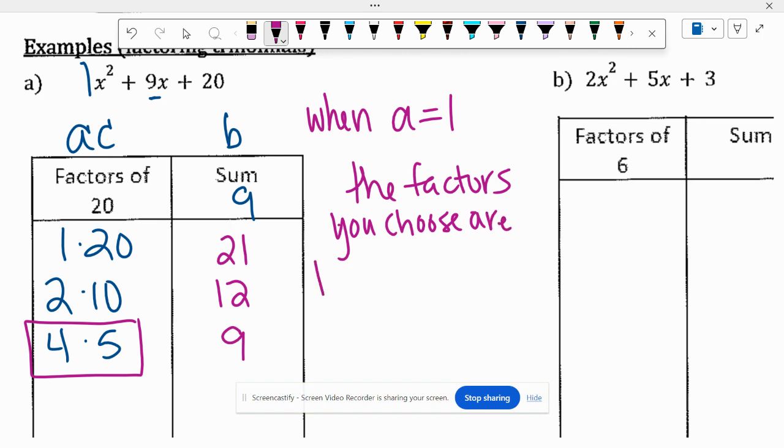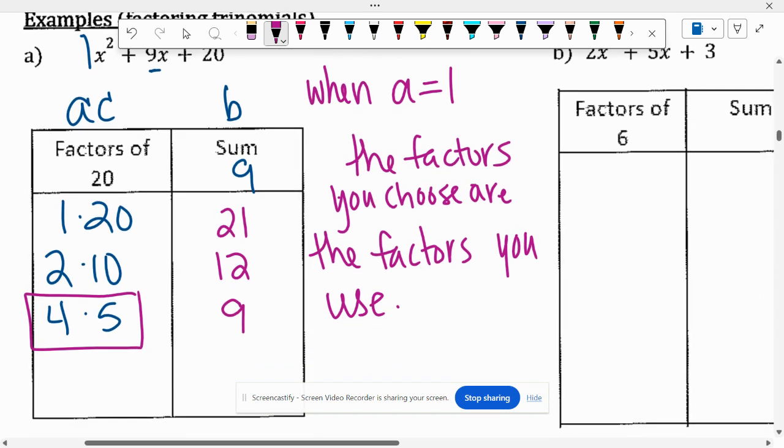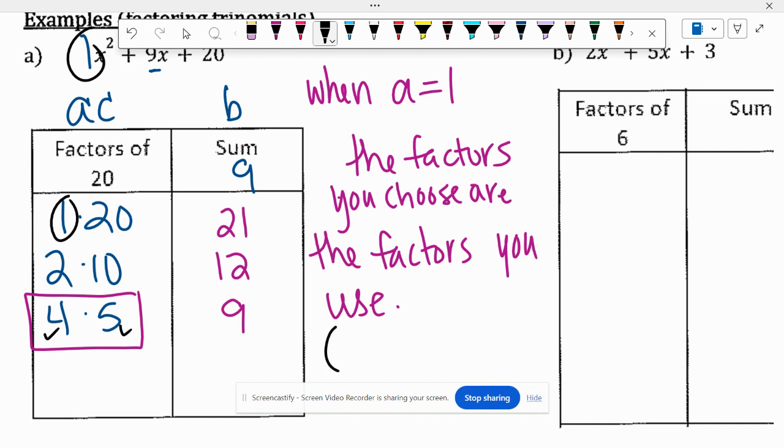are, does anyone remember what I used to say all the time? Are the factors you use. Do you guys not remember that rhyme? The factors you choose are the factors you use. So A equals 1. Do you guys see that? A is 1, right? That's my leading coefficient. The two factors that we've chosen are positive 4 and positive 5. Well, those are going to be my factors, x plus 4 and x plus 5.